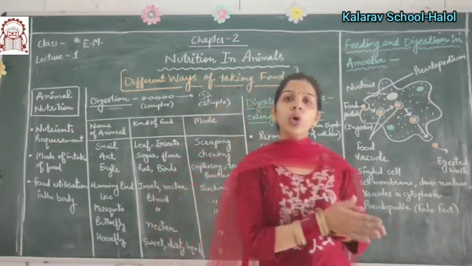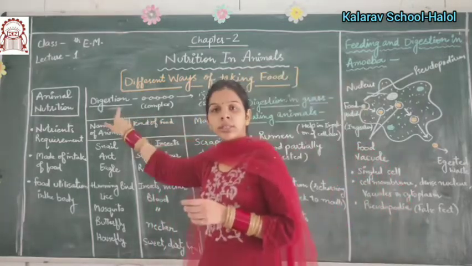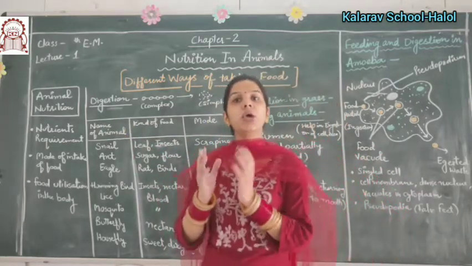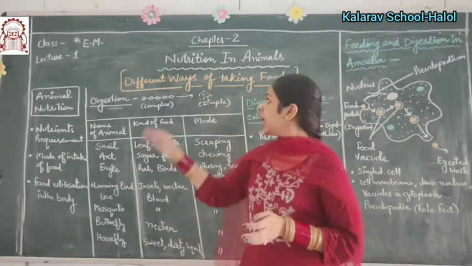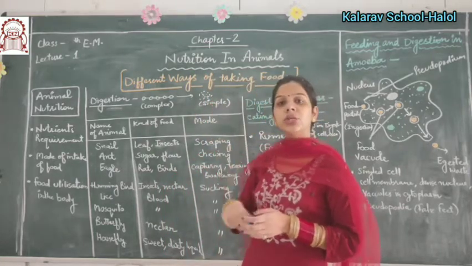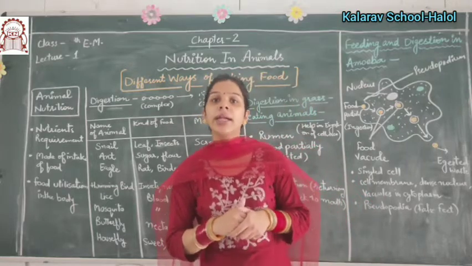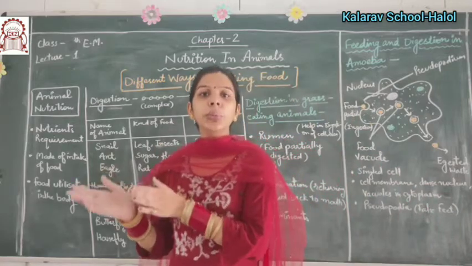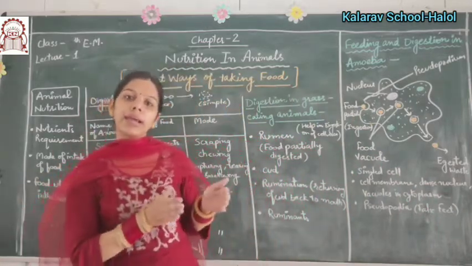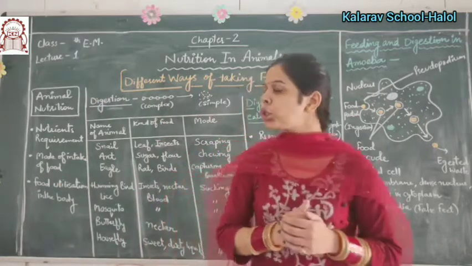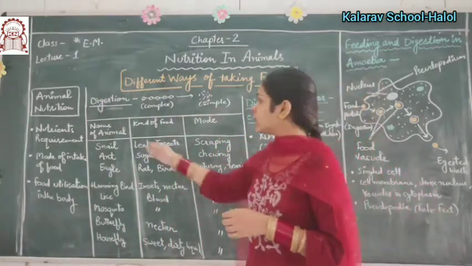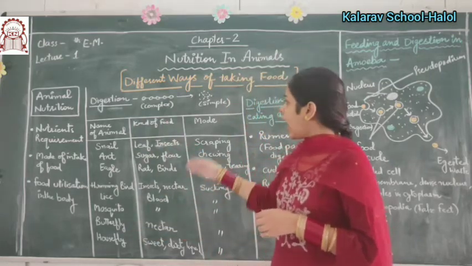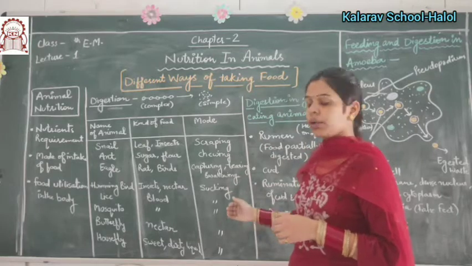Firstly, we have to know the word digestion. Digestion means the process of breaking down the complex food substance into simple particles or simple substances. There are a number of modes by which a human or animal can take in food. So I will show you in the table the name of the animals, the kind of food they take in, and the mode of taking food.